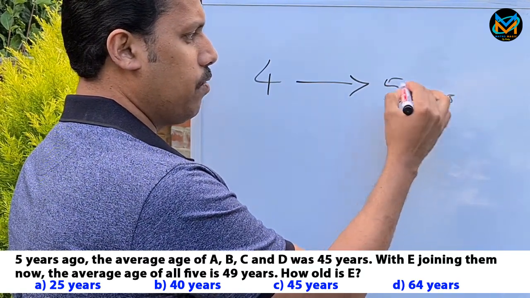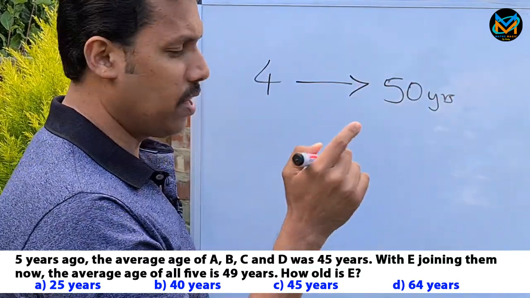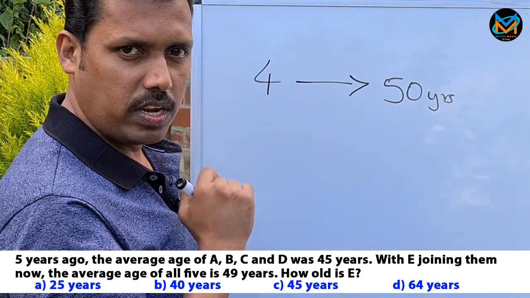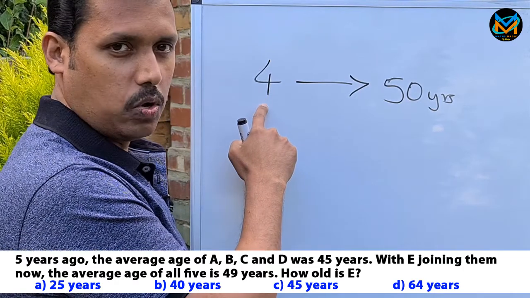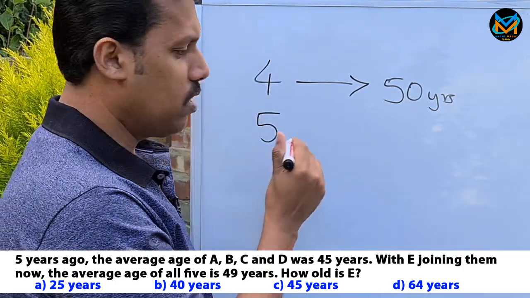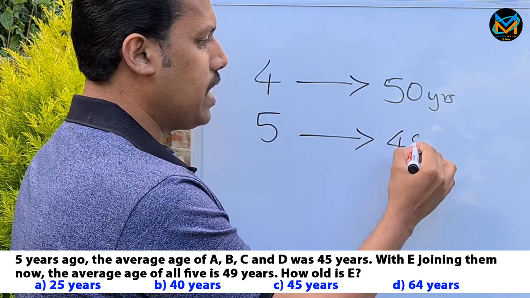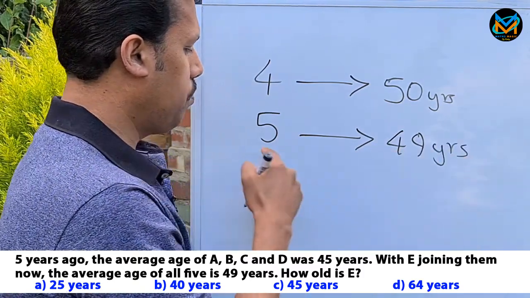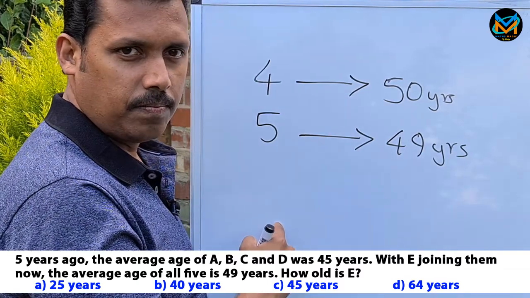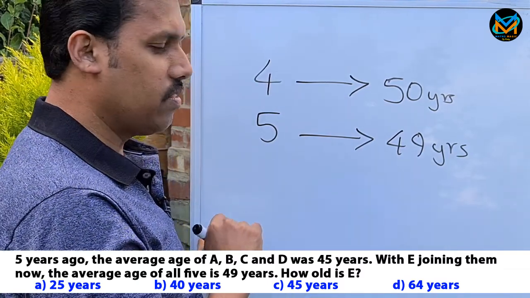So you should be very careful. They said 5 years ago it was 45, so now it is 50 years. Next sentence: E is joining them now. So one more person is joining. That becomes 5 now. What is the average age now? The average age is now changed to 49 years. So when one more extra person is added, the average age changes. What is the age of E? Very simple.